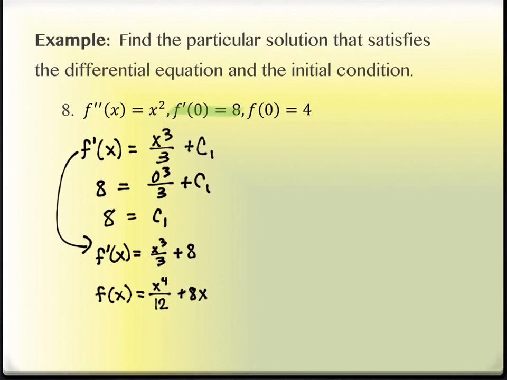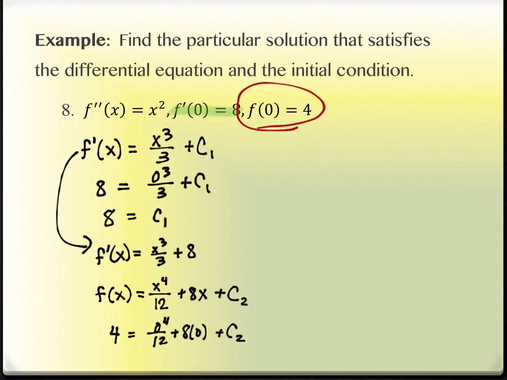And then what about the 8s? 8x. And then plus c, right. And I'll call it c or c2, something different than I called it before. I called my first one c1, so we'll call it c2. But I'm not done. I'm supposed to be able to find that c2 value. And I can do that using the second piece of information up here. F of 0 is 4. So this is 4 is equal, it's 0 to the 4th over 12 plus 8 times 0 plus c2. What's c2? Yeah, it happens to be the same 4.